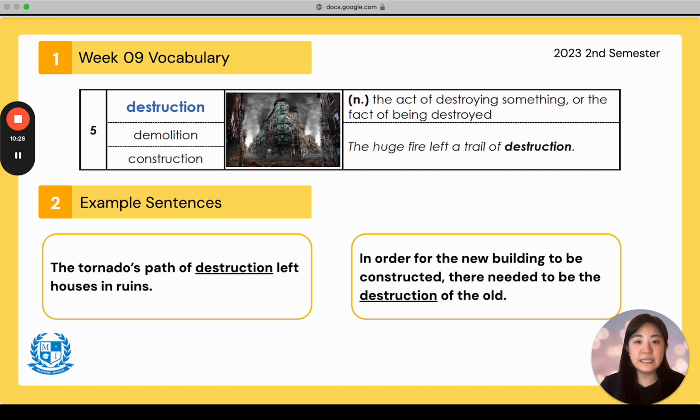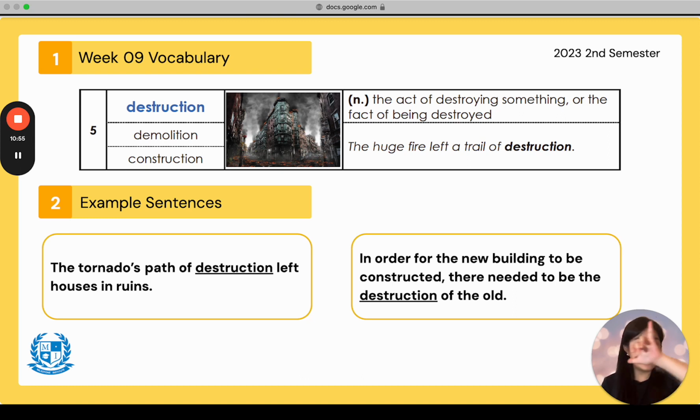The example sentence says, the huge fire left a trail of destruction. So you can see that because of the fire, a lot of the buildings were destroyed. This is a short sentence. Repeat after me. The huge fire left a trail of destruction. Good. Example 1 at the bottom says, the tornado's path of destruction left houses in ruins.